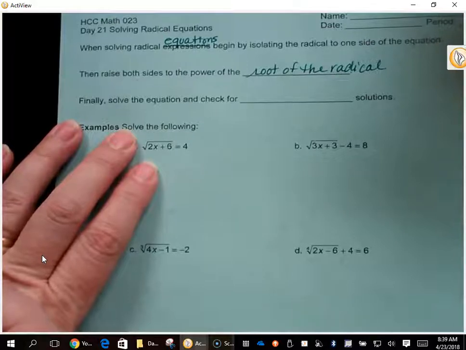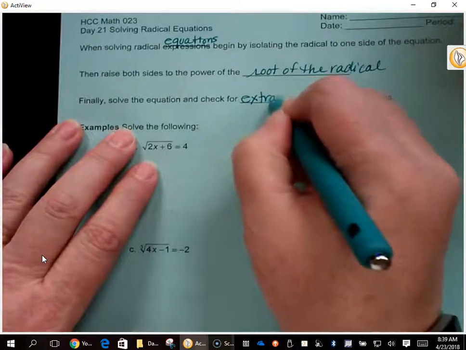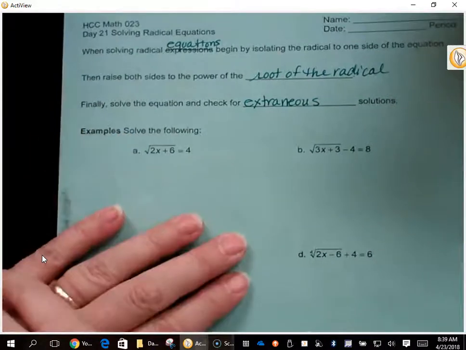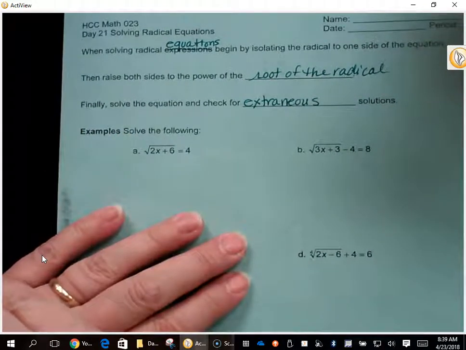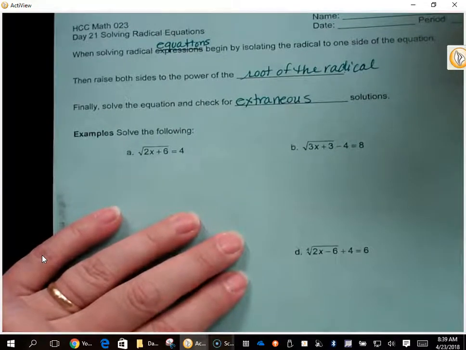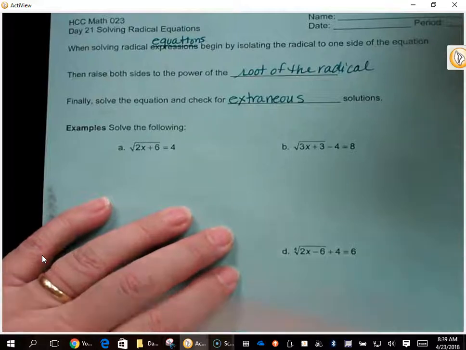Once you have solved the equation, you have to check for one of my favorite math words, extraneous solutions, because we cannot take square roots of negative numbers. And anytime we multiply an equation by a variable, we could introduce new solutions. So let's give it a go here.